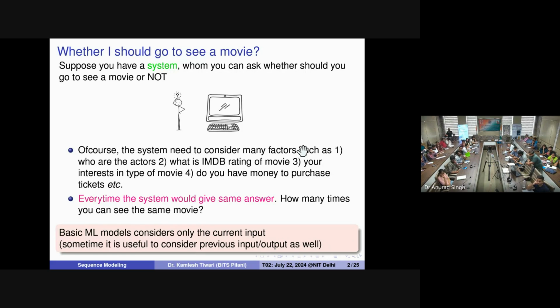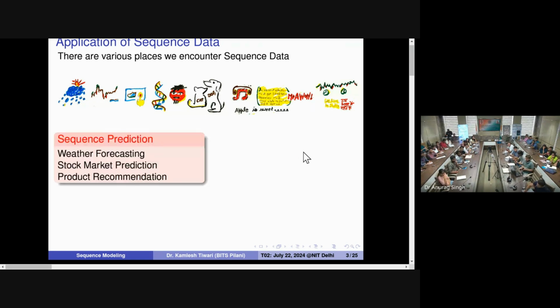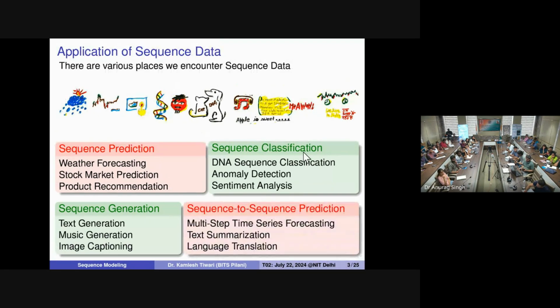So how can I bring this component to machine learning models so that they also remember what has been done earlier? This is called sequence modeling. In our life, we encounter a lot of sequential data, and we want to solve four different kinds of problems with it. One problem is sequence prediction. Sequence prediction means that if I know these values, what is the next value going to be? For example, in the stock market, I know the earlier values and want to predict the next value.